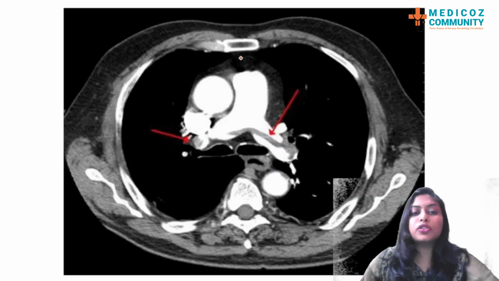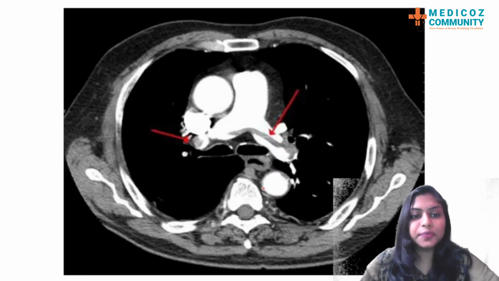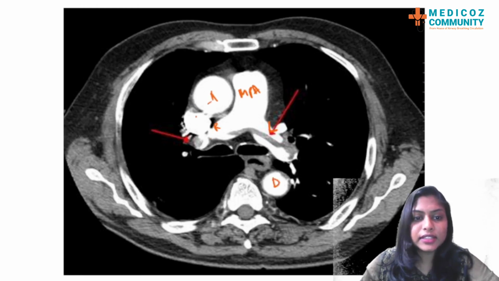To show you an axial contrast enhanced chest CT. So this is the luminal filling defect I was talking about. This is the complete filling of the contrast. This is the main pulmonary artery, and this is the right pulmonary artery, and this is the left pulmonary artery. This is the ascending aorta, this is the descending aorta, and this is the SVC.